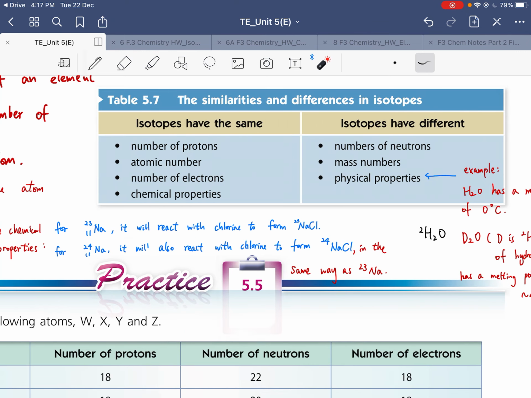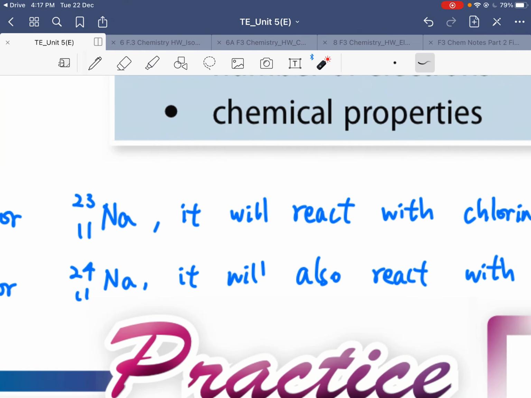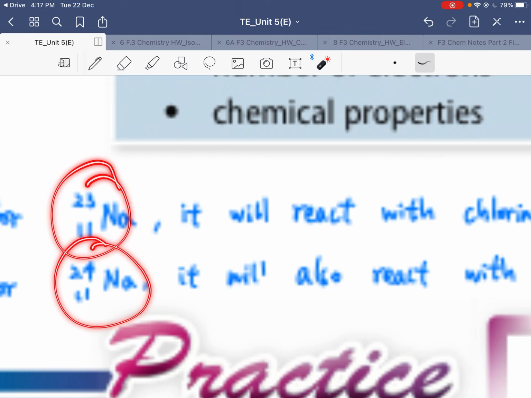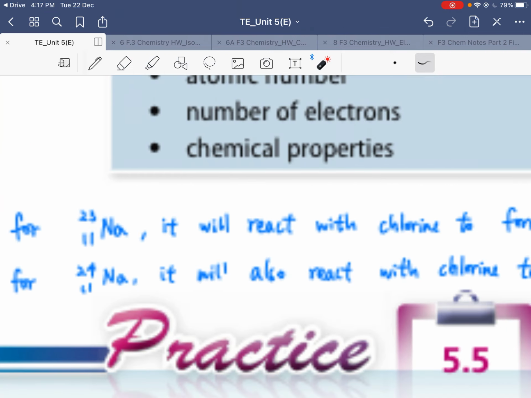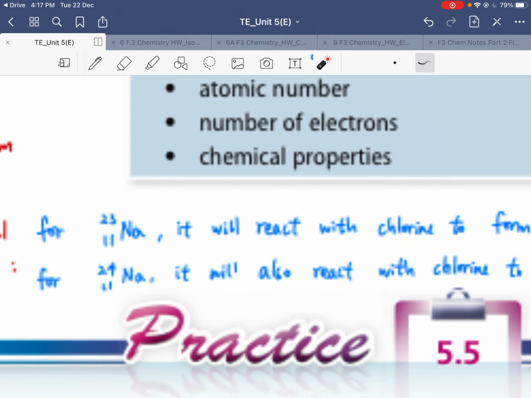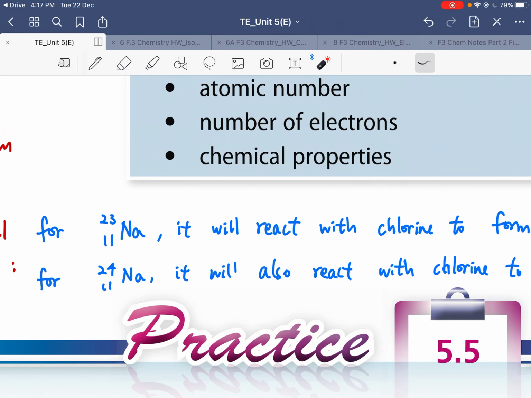chemical properties, okay? For example, you have 2 isotopes of sodium. They will react with chlorine, of course, and they will react with chlorine in the same way. Okay, so you observe the same thing.